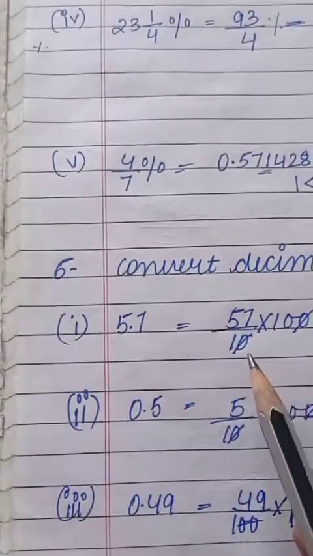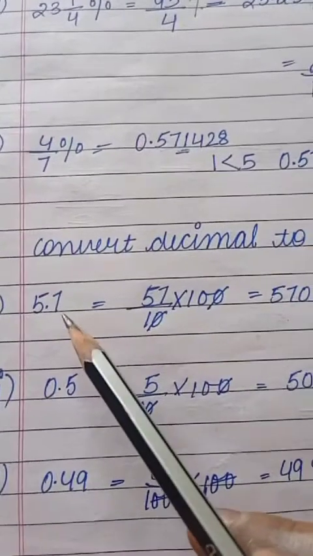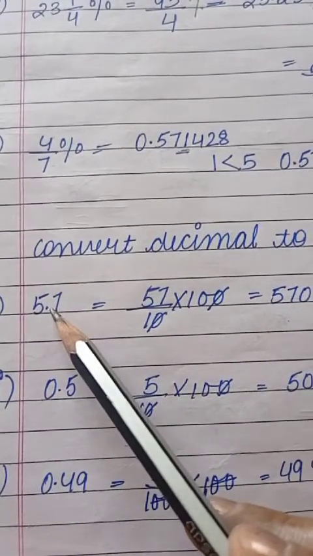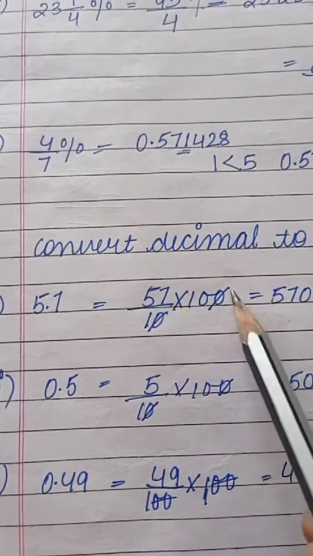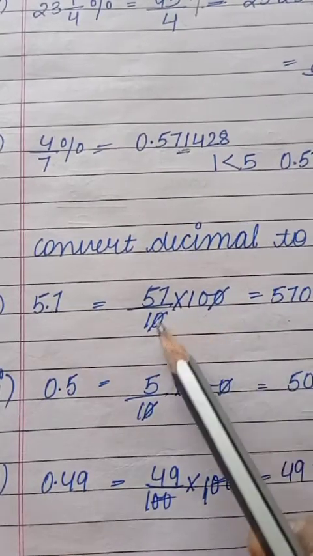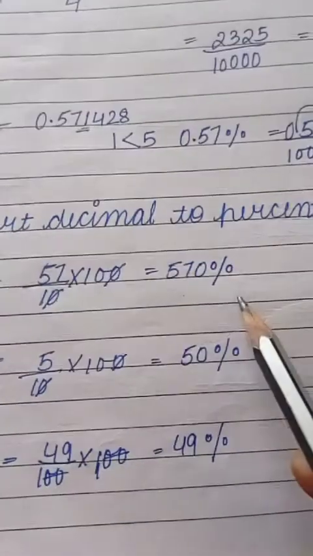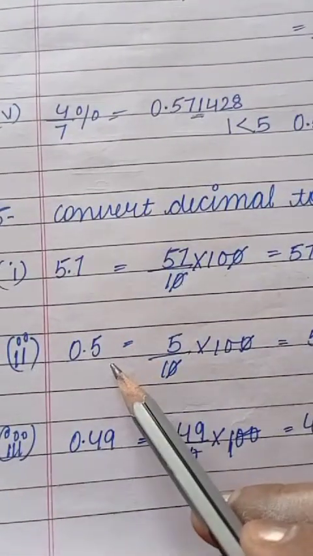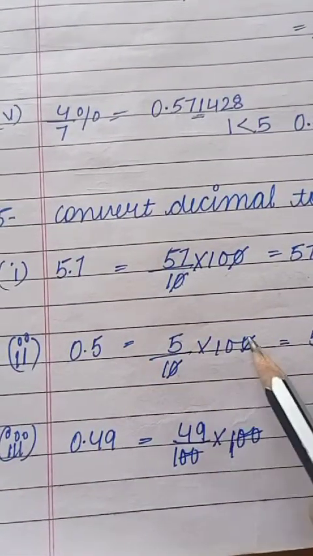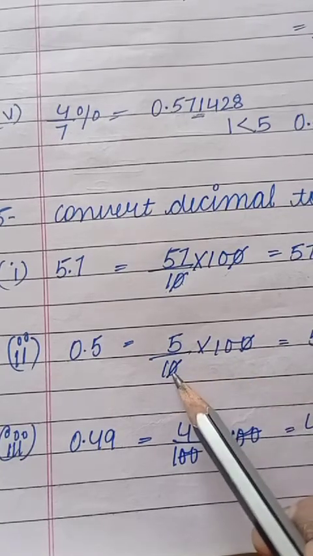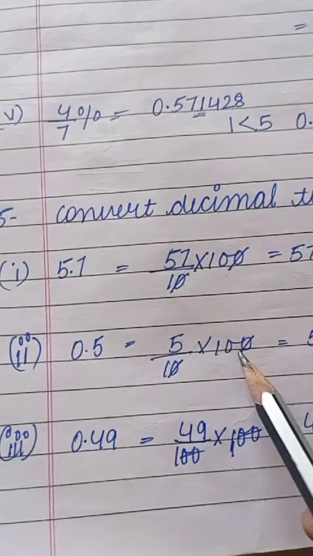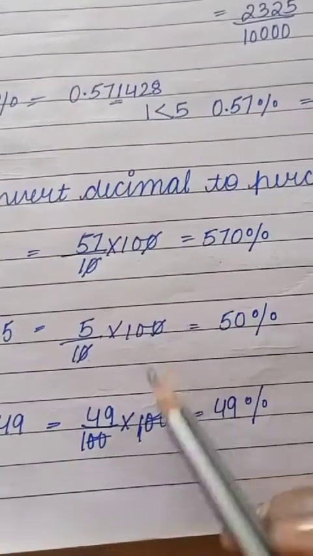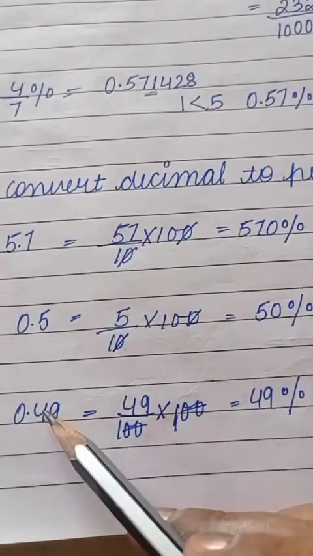Last question of the exercise. Convert these decimals to percentage. Very simple, children. Remove decimal. 10 will come down. In order to convert it to percent, you have to multiply with 100. 1 0 will get cancelled. You are left with 570%. 0.5, 5 by 10 into 100, 0, 0. This 10 after the removal of decimal, 100 for converting it to percentage. Answer is what? 50%.